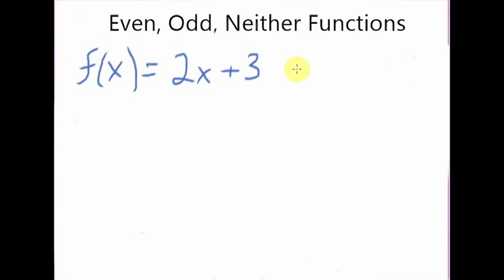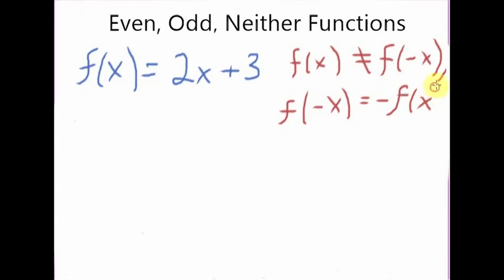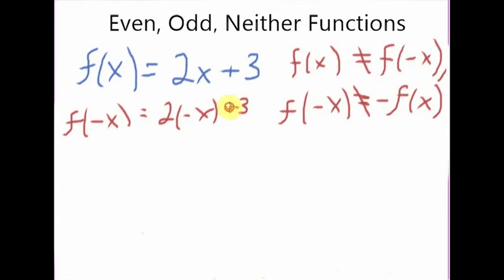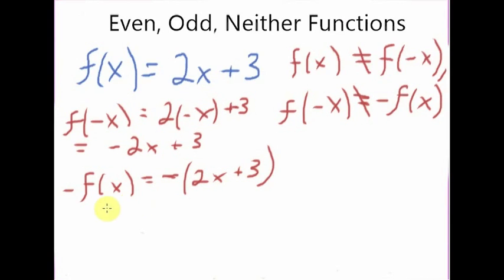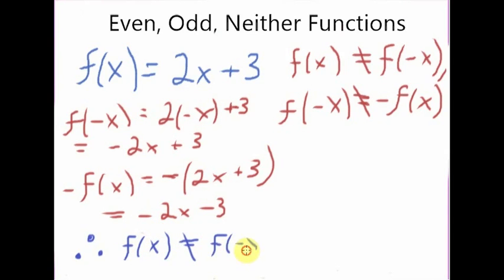If f of x does not equal f of negative x, and f of negative x does not equal negative f of x, then the function is neither even nor odd. Here we have f of x is equal to 2x plus 3. So f of negative x is 2 times negative x plus 3, which is equal to negative 2x plus 3. Negative f of x is negative 1 times 2x plus 3, which is equal to negative 2x minus 3. Since f of x does not equal f of negative x, and f of negative x does not equal negative f of x, the function is neither even nor odd.